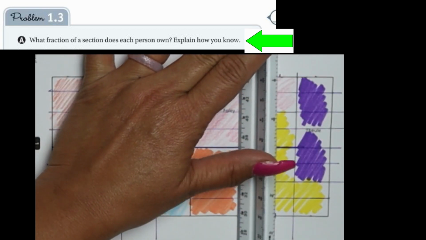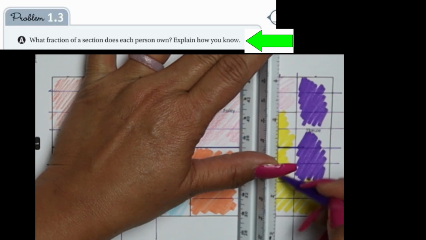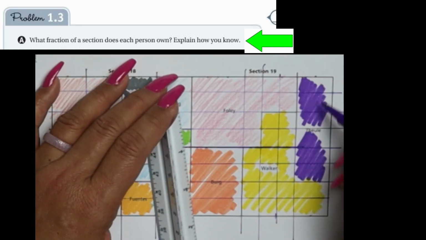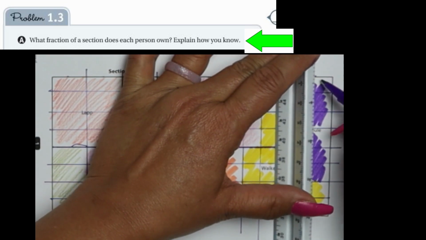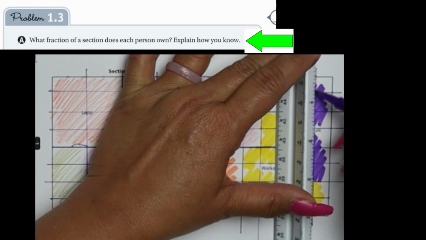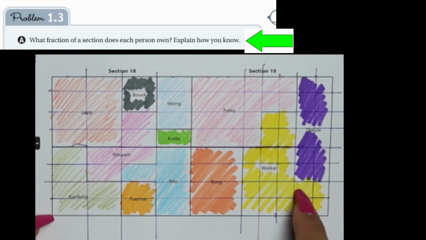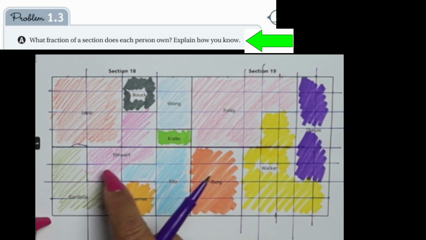I'm going to go this way. Same with this one. So now they're equal, but I have to do the same thing to the rest.